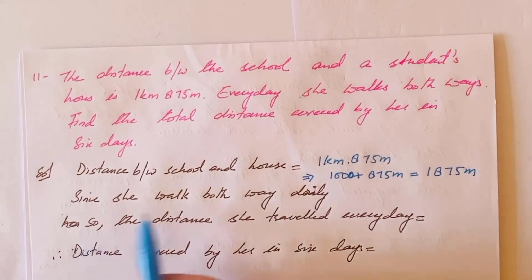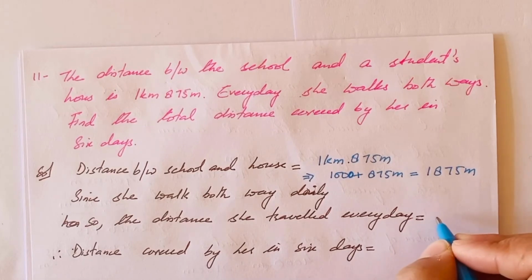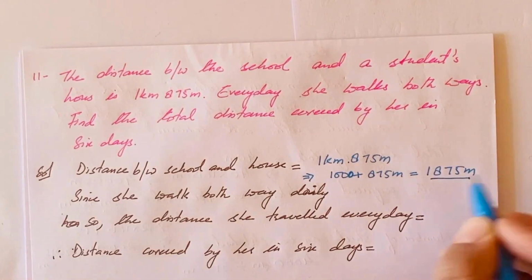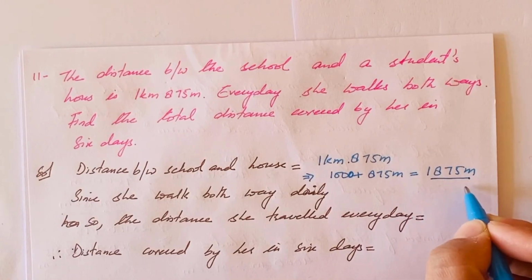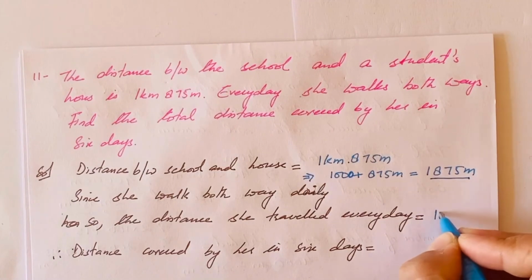Since she walks both ways, school से घर भी जाता था, घर से school भी आता था, both ways. So the distance she traveled every day: in one day, how much distance did she travel? In one way she traveled this much, and in the second way also she traveled this much. So in both ways she traveled how much?